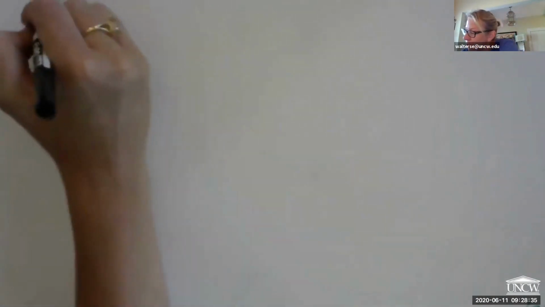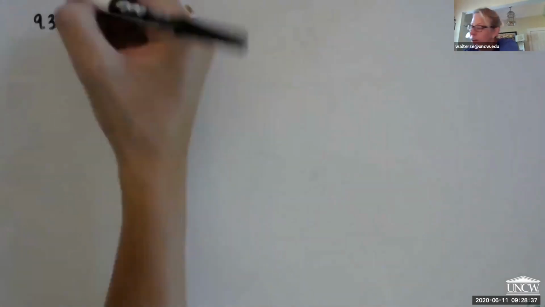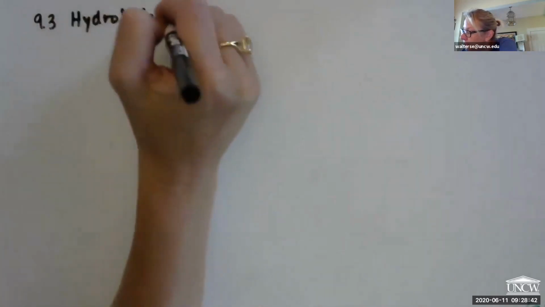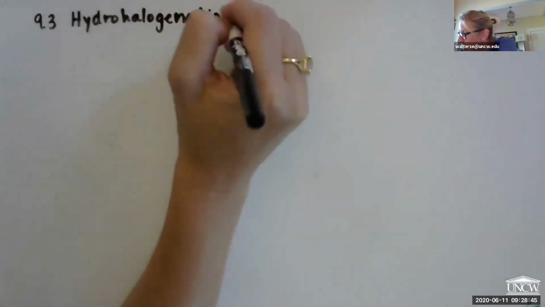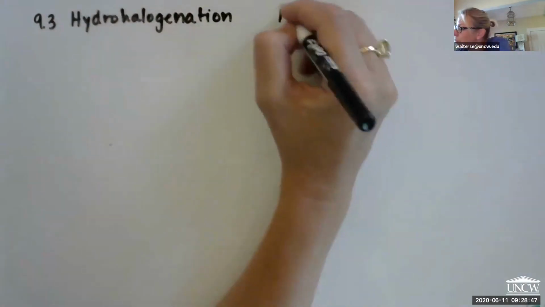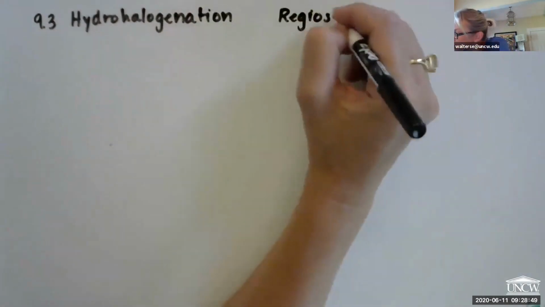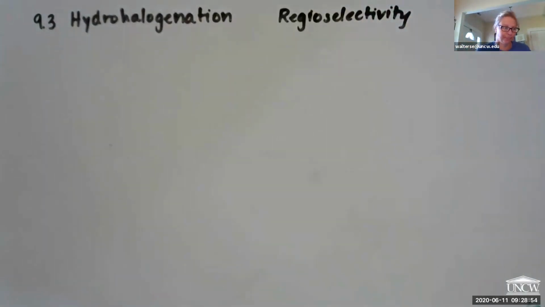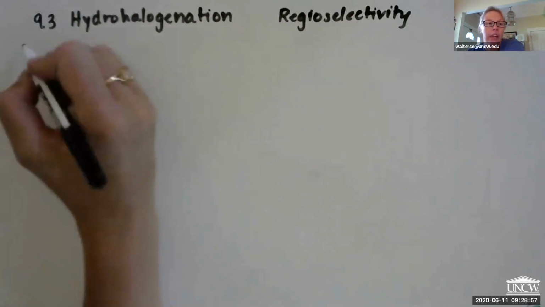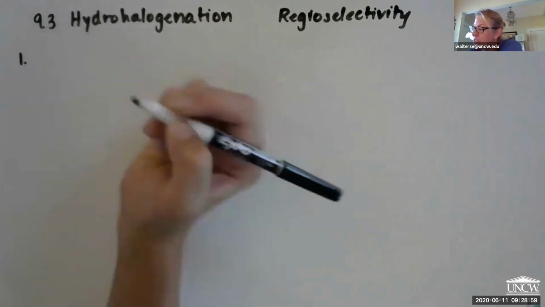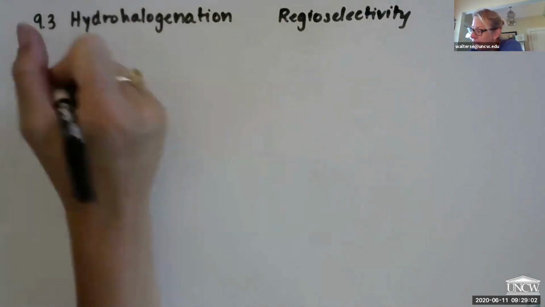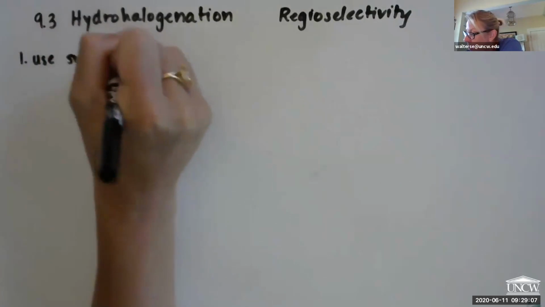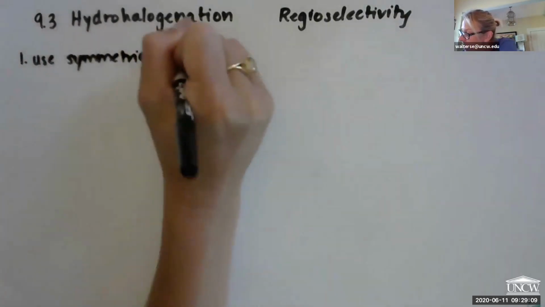So we're going to start 9.3 with hydrohalogenation with respect to the regioselectivity. So remember, the regioselectivity is going to tell you on which carbon something happens. Okay. And the first thing we're going to look at is what happens if we use a symmetric alkene substrate.